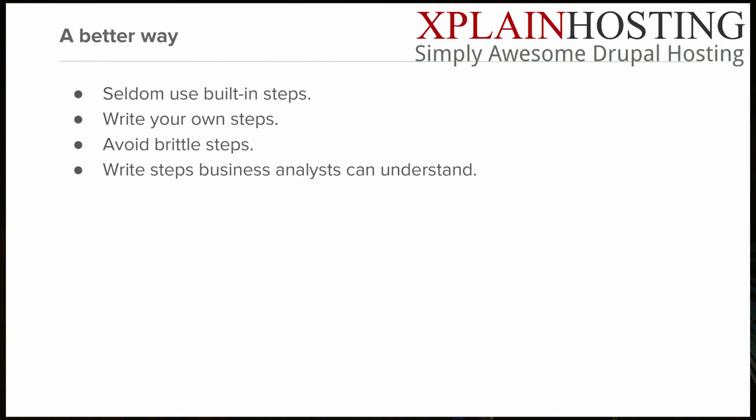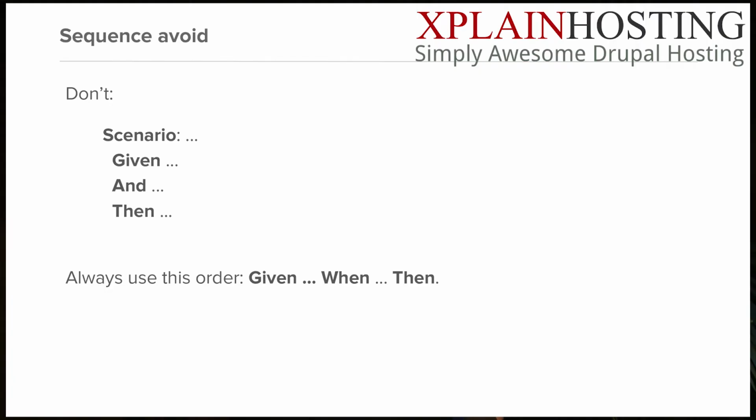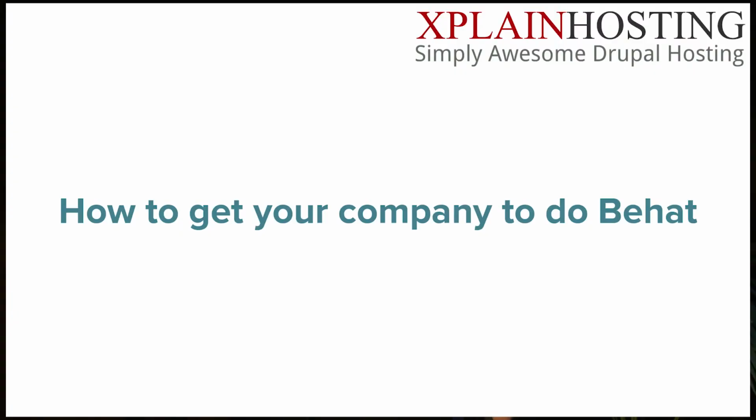So as a goal, seldom use built-in steps. Write your own steps. Avoid brittle steps, which easily break. Especially these click, click, click. If you make a change in the flow, it breaks. All your tests suddenly break. That's why it's better to have them as a single step in your code, and write them in a clear language. And write them well. So don't write things like scenario, given something, then. Now use that order. Given, put it in the state, poke it, look at the results.